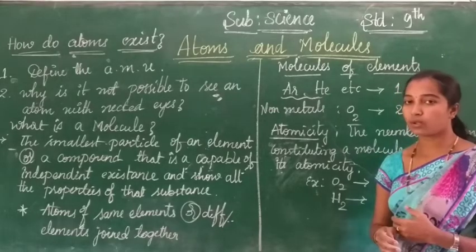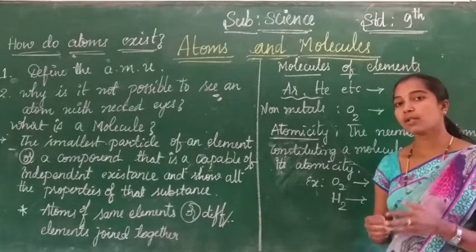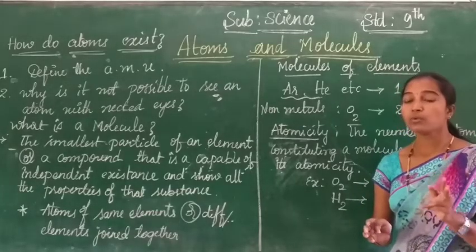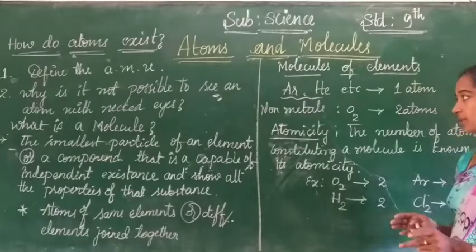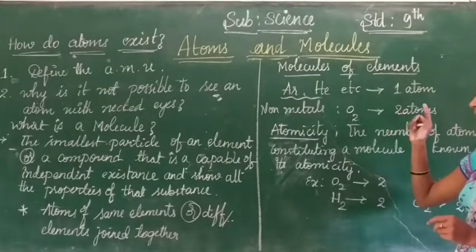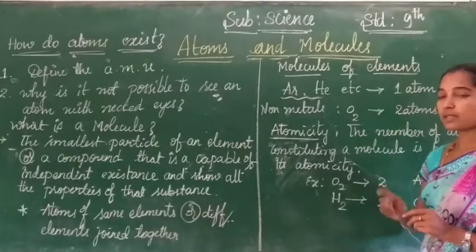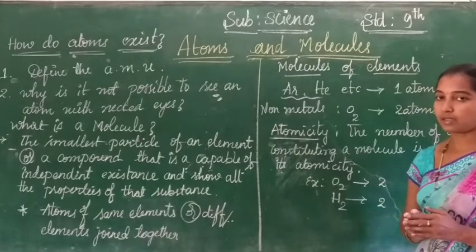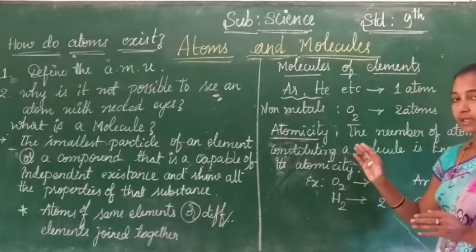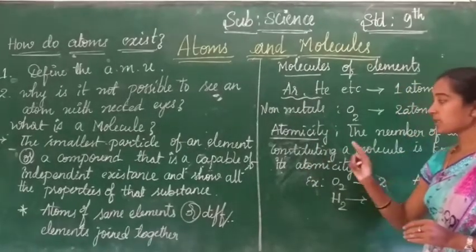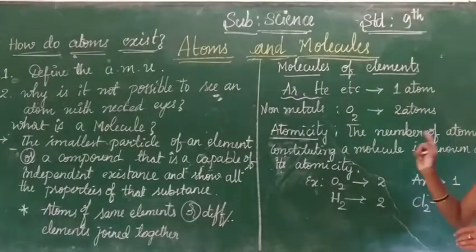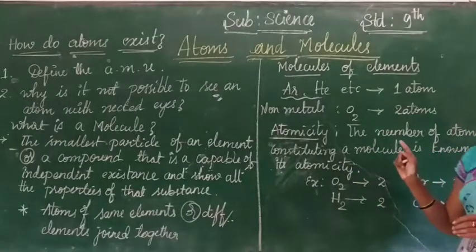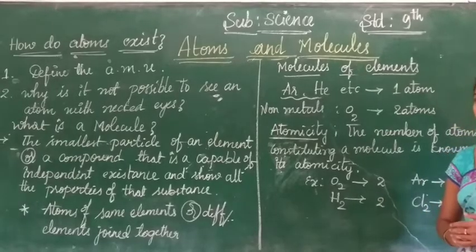For example, oxygen is a diatomic molecule. An oxygen molecule contains two atoms of oxygen, and here 2 is represented as the atomicity of that element. Atomicity is defined like this: the number of atoms constituting a molecule is known as the atomicity of that element.